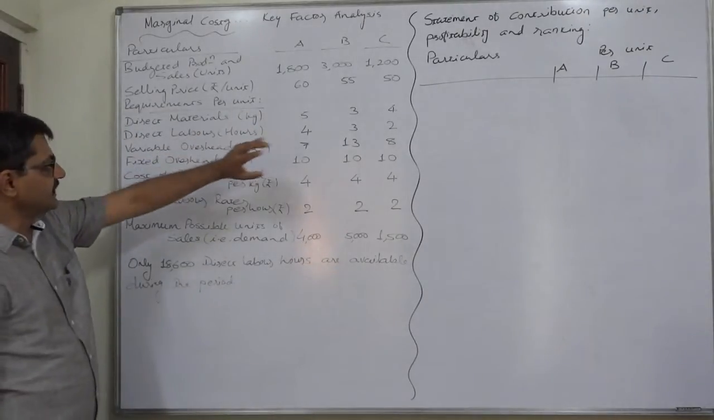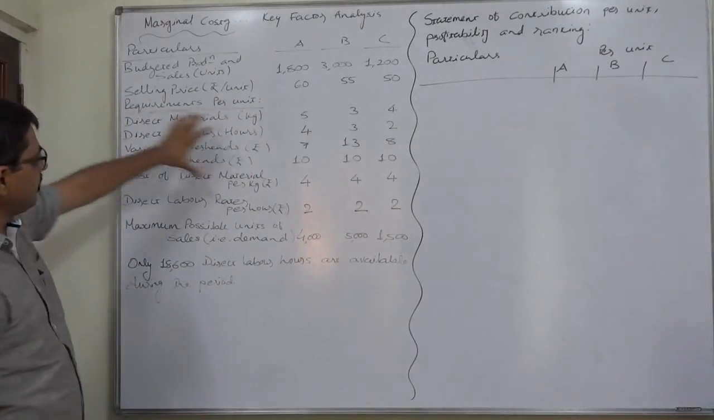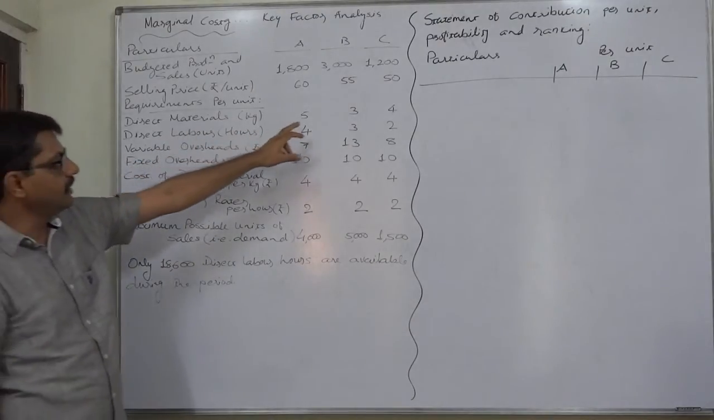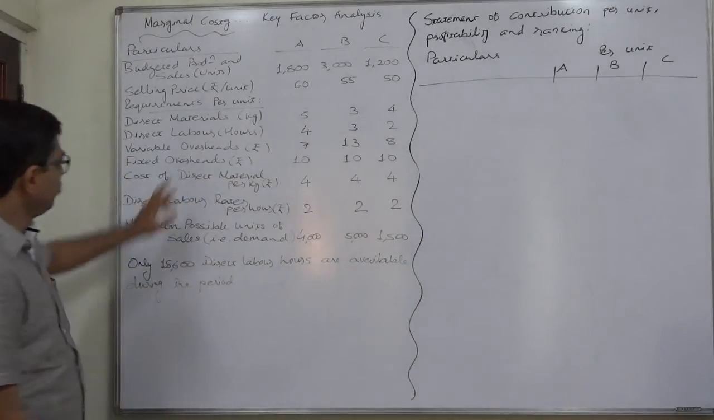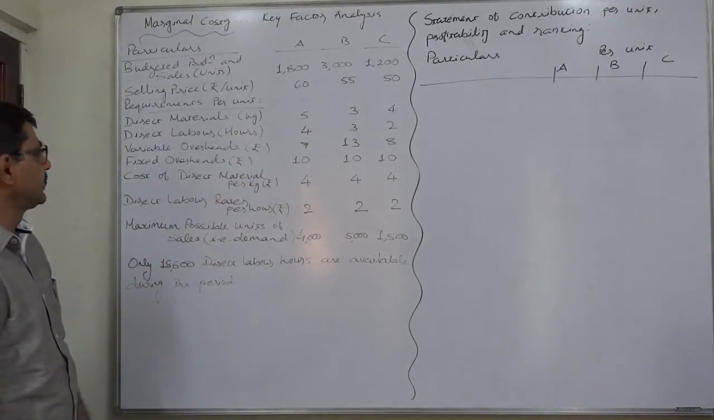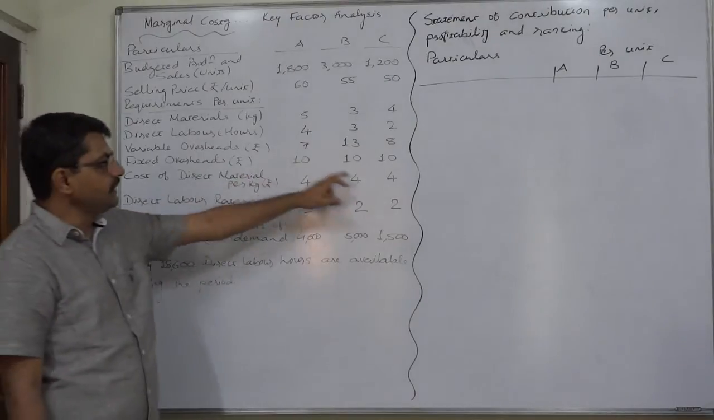Selling price rupees 60, 55 and 50 per unit. Requirements per unit: direct material in kilograms 5, 3 and 4 respectively. Direct labor hours 4, 3 and 2. Variable overheads rupees per unit 7, 13, 8. Fixed overheads per unit 10, 10, 10.